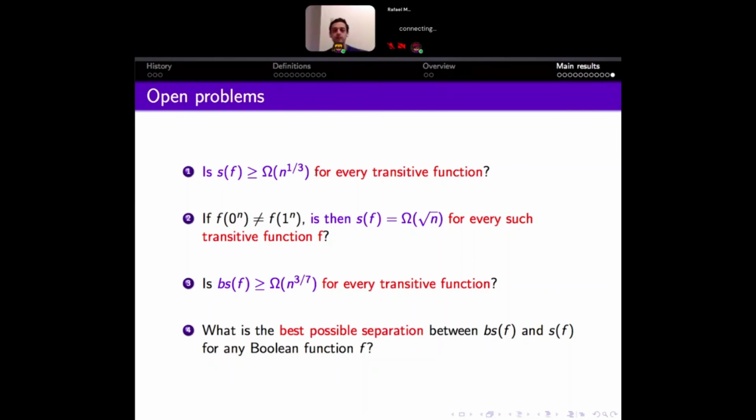So the first problem is whether for every transitive function the sensitivity is at least n to the 1/3. The second question is whether under this additional condition you can prove the stronger bound of square root n for sensitivity. The third question is whether for every transitive function block sensitivity is at least n to the 3/7. And the fourth question is more general: what is the best possible separation between the sensitivity and block sensitivity for any Boolean function? Yeah, and so that's it.